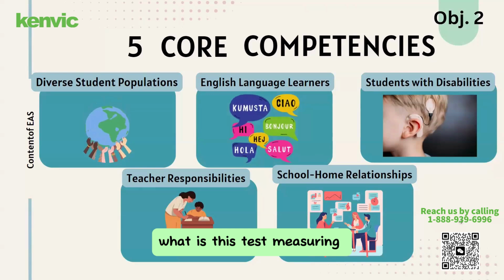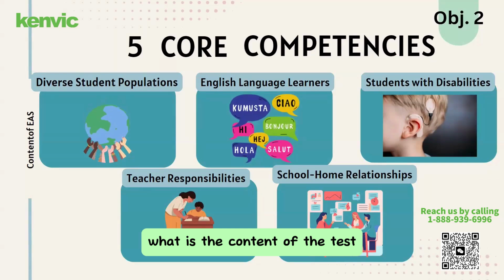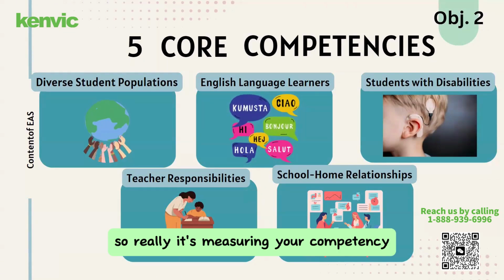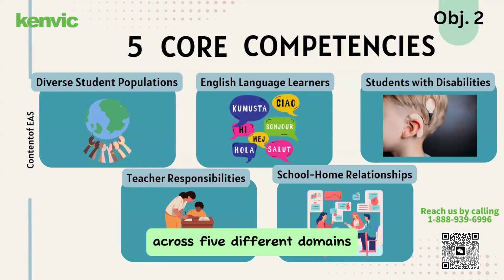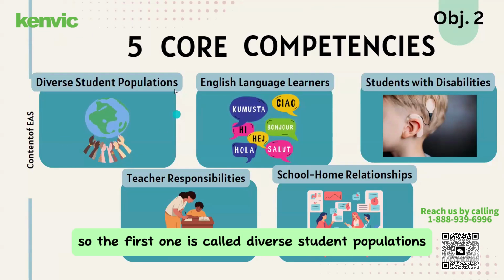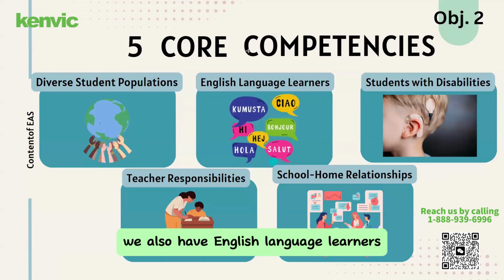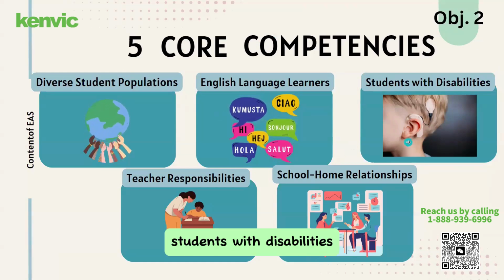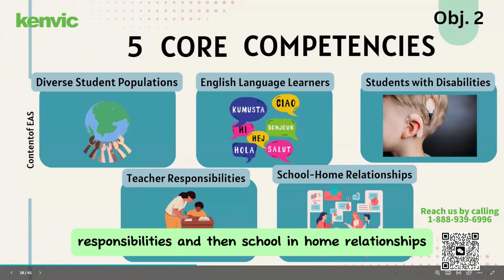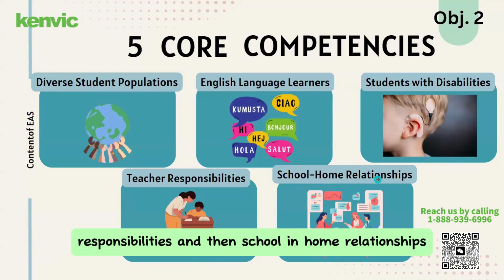What is this test measuring? What is the content of the test? So really, it's measuring your competency across 5 different domains. So the first one is called diverse student populations. We also have English language learners, students with disabilities, teacher responsibilities, and then school and home relationships.